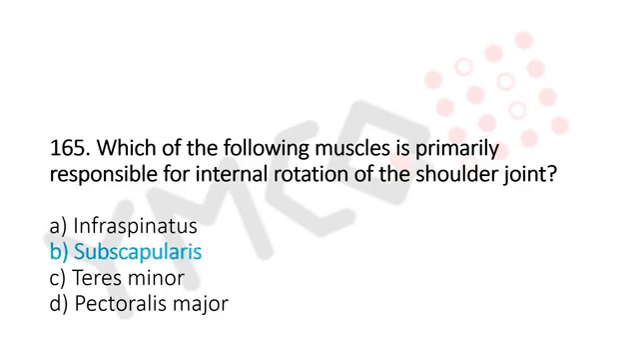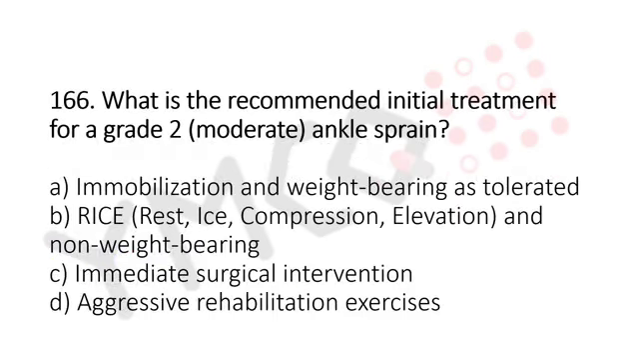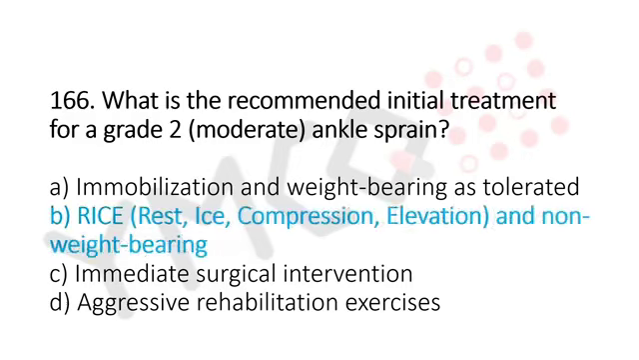Now let's move to question number 166. What is the recommended initial treatment for a grade 2 moderate ankle sprain? Option A, immobilization and weight bearing as tolerated. Option B, RICE, rest, ice, compression, elevation and non-weight bearing. Option C, immediate surgical intervention. Option D, aggressive rehabilitation exercises. And the answer is option B, RICE and non-weight bearing.